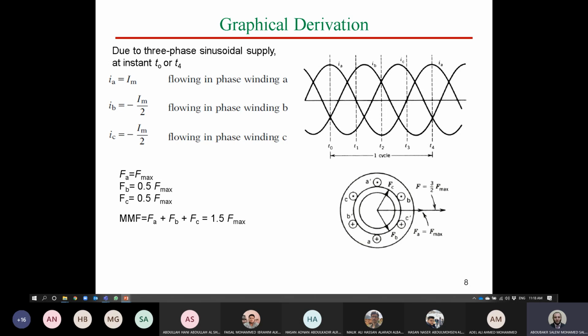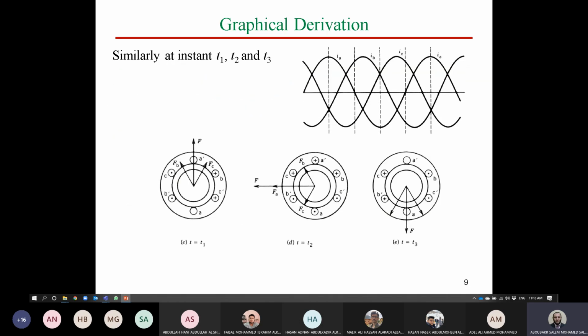This can be achieved at any time. Now we achieved this at T0. If you do the same at T1, you will find that A is 0, and B and C, one is positive and the other is negative, and you will get the same result but at a different angle. Let's see together for T1. At T1, you will have B and C, and the summation will be in this direction. As you remember, it was in this direction at T0. Now it became in that direction at T1.